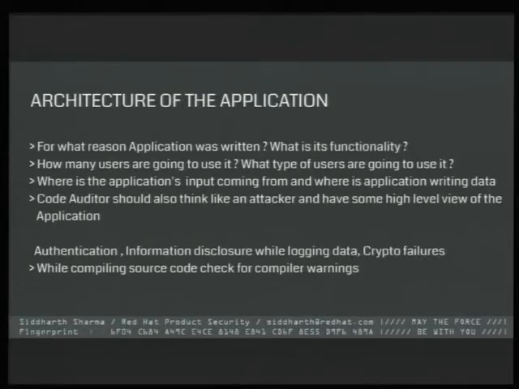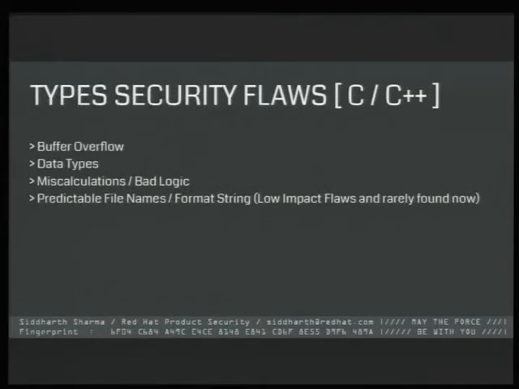Also, it's important not just to look at the source code, but also when you compile the source code. The compiler will throw up a lot of warnings. Like when we build the RPM packages, you can see the RPM build logs. What's gone wrong over there? There are some places where the code was not properly written. So you get some ideas about the application or the code.